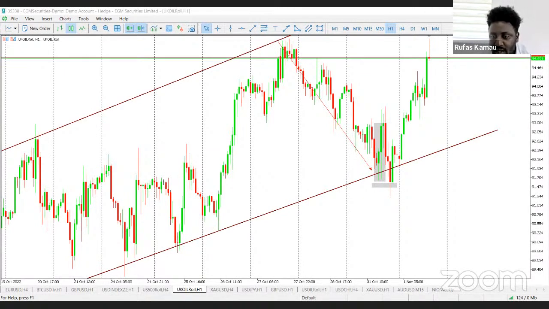So which pair to trade tomorrow after the news? I think it's a wait and see kind of scenario. So you wait, see what happens, and then react to how the market responds to the news.